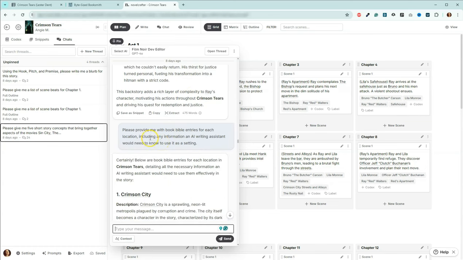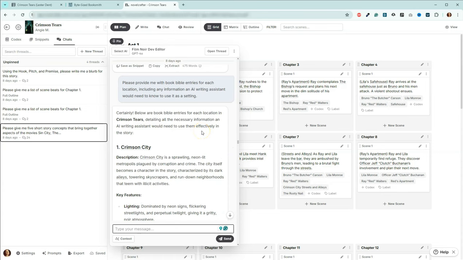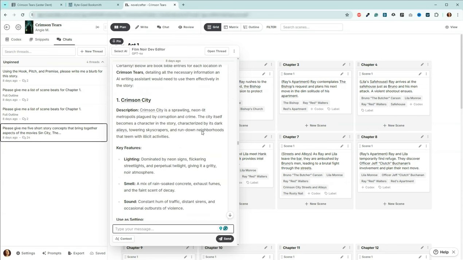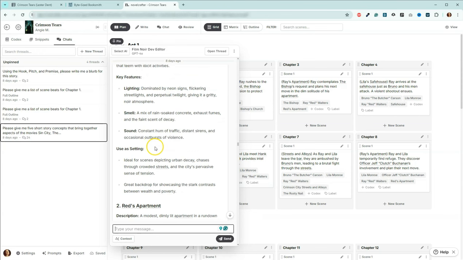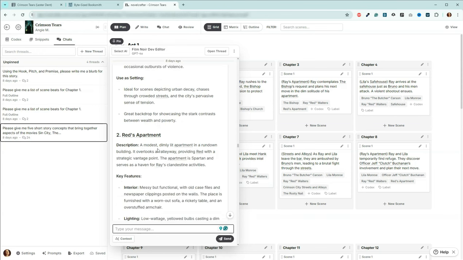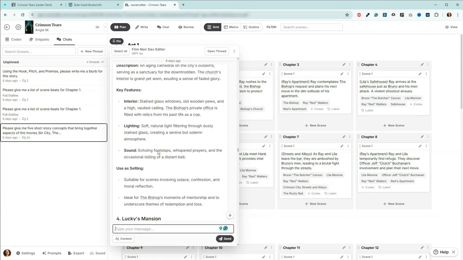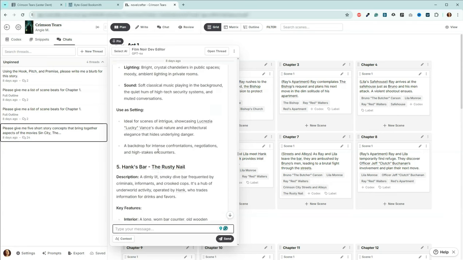So next up, I asked it to provide the book Bible entries for each location. And I put this very specifically, including any information an AI writing assistant would need to know about it to use it as a setting. What does the AI need to know to be able to write the setting? And so it goes through all of those places that we talked about. It goes through Crimson City: what are the key features, how is it used as a setting? Then it talks about the apartment, the church, the mansion, the bar.